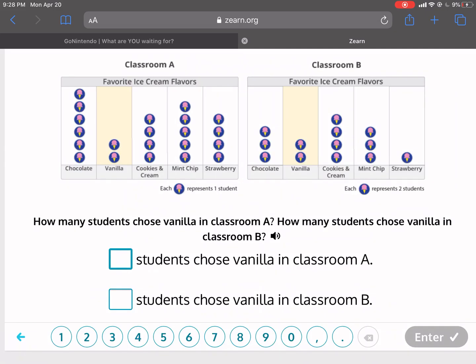How many students chose vanilla in classroom A? How many students chose vanilla in classroom B? So we'll look at the picture graph for classroom A to find out the first answer. And remember, in classroom A, each ice cream cone only represents 1 student. All right, so there's vanilla. 1, 2 students chose vanilla in classroom A. In classroom B, they're counting by 2s, right? Because each ice cream cone represents 2 students. 2, 4.